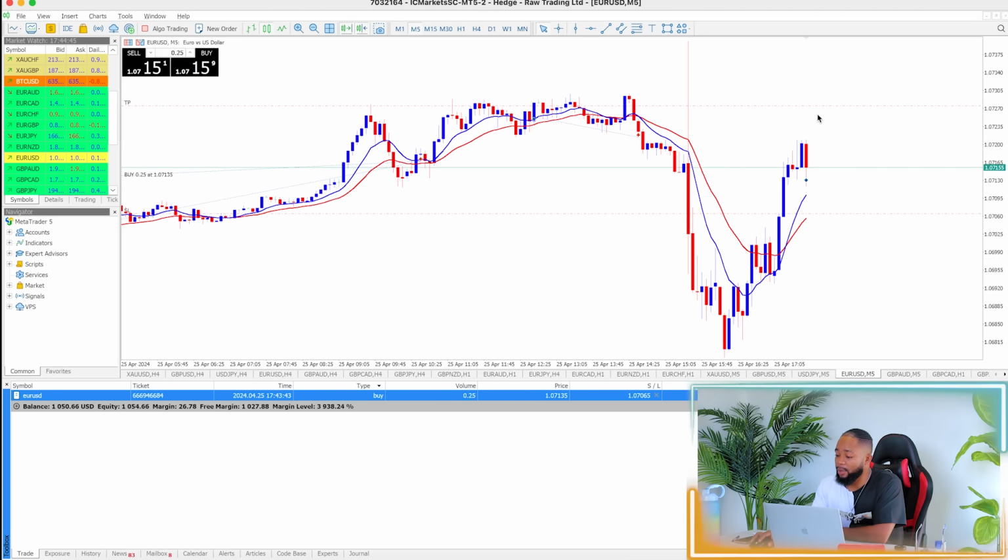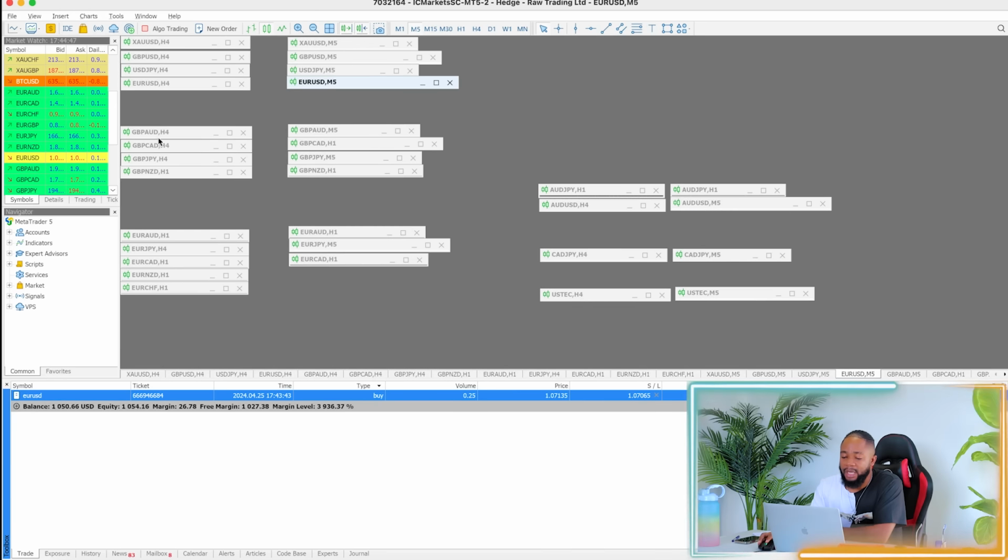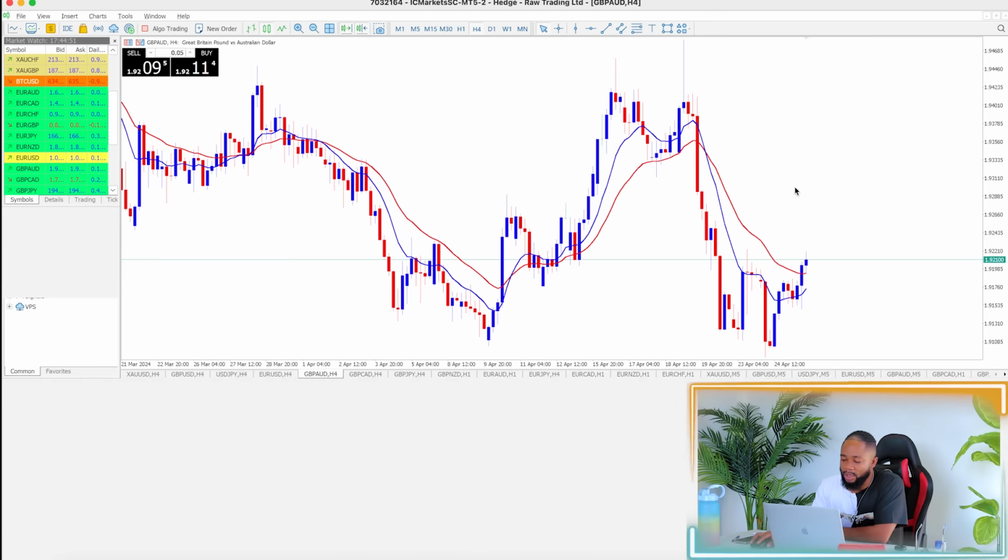So this is our stop loss, this is our take profit. Boom, that one is done. Let's quickly go to Great Britain pound AUD. We're going to close this for now.